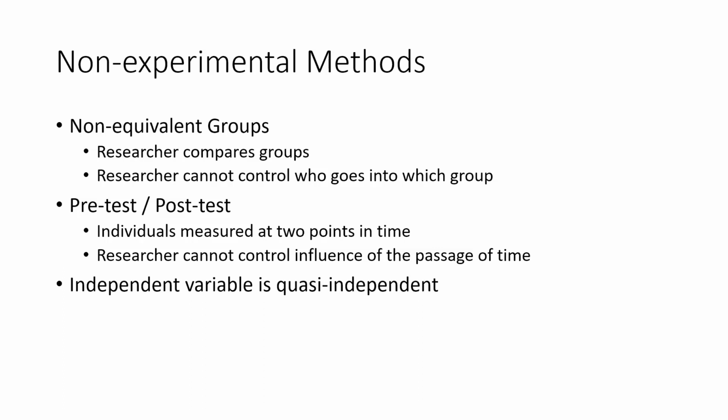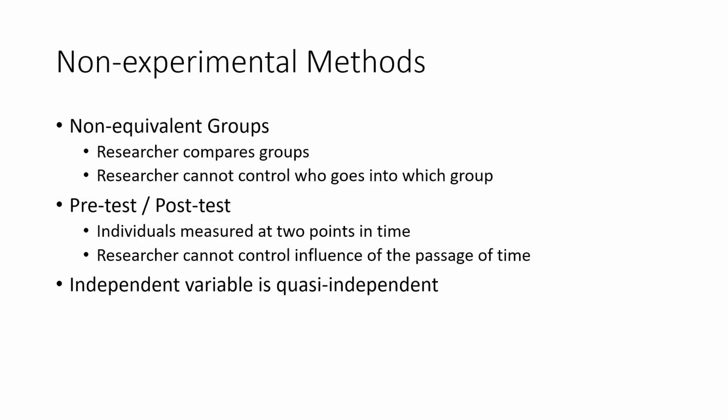Sometimes we don't have the ability to manipulate what's going on. Like in real-life situations that are less experimental, where we can't evaluate something in a laboratory, we sometimes have to use non-experimental methods. In such situations, we have non-equivalent groups. The researcher will compare groups because they can't control who goes into which group. A classic example of this would be to compare men and women. We can't force a person to be a boy or a girl, but we can measure how boys and girls are different from each other on various characteristics.